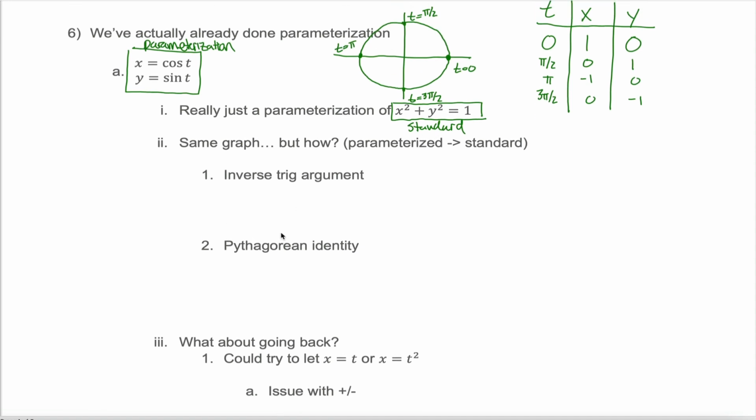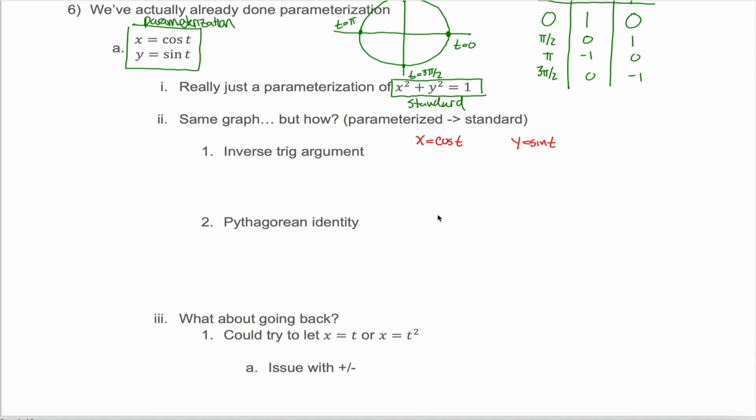Although what you'll see in this video is it's a little bit more challenging than it was in the previous videos. First, let's go from parameterized to standard. So let's start out with x equals cosine of t and y equals sine of t, and let's see how we can change those into this equation.